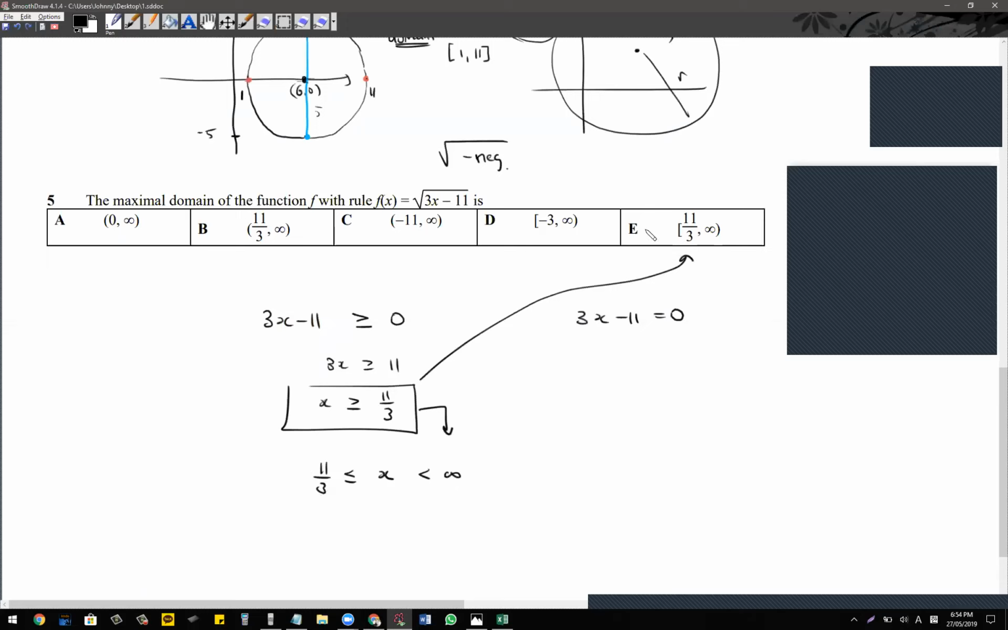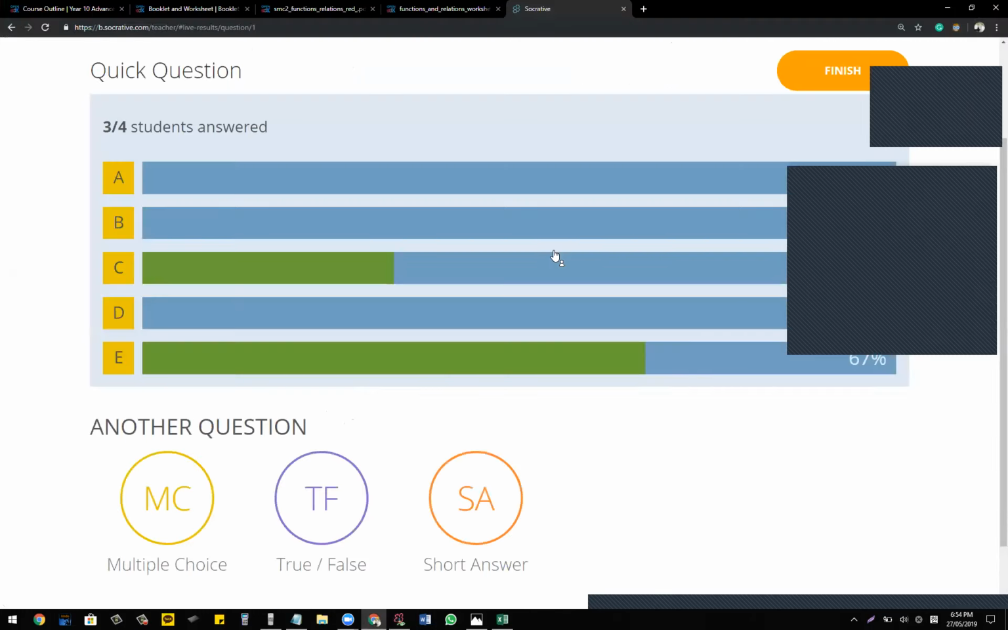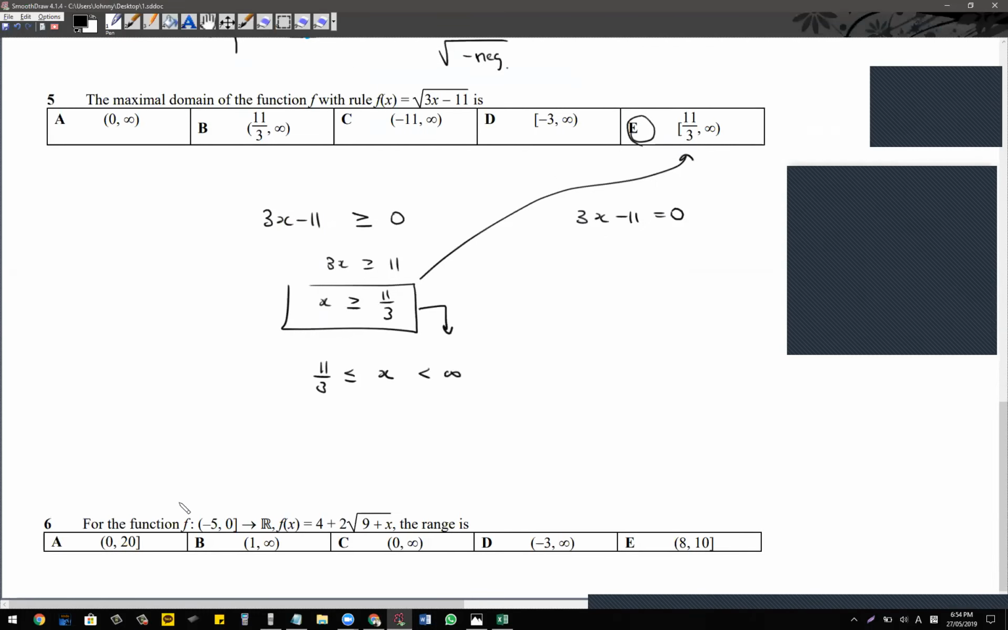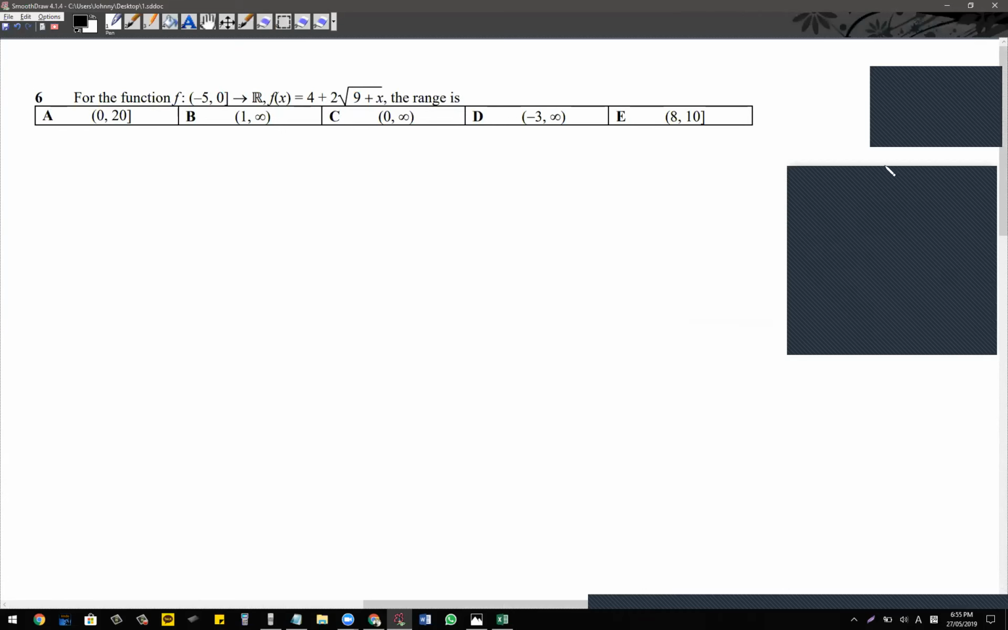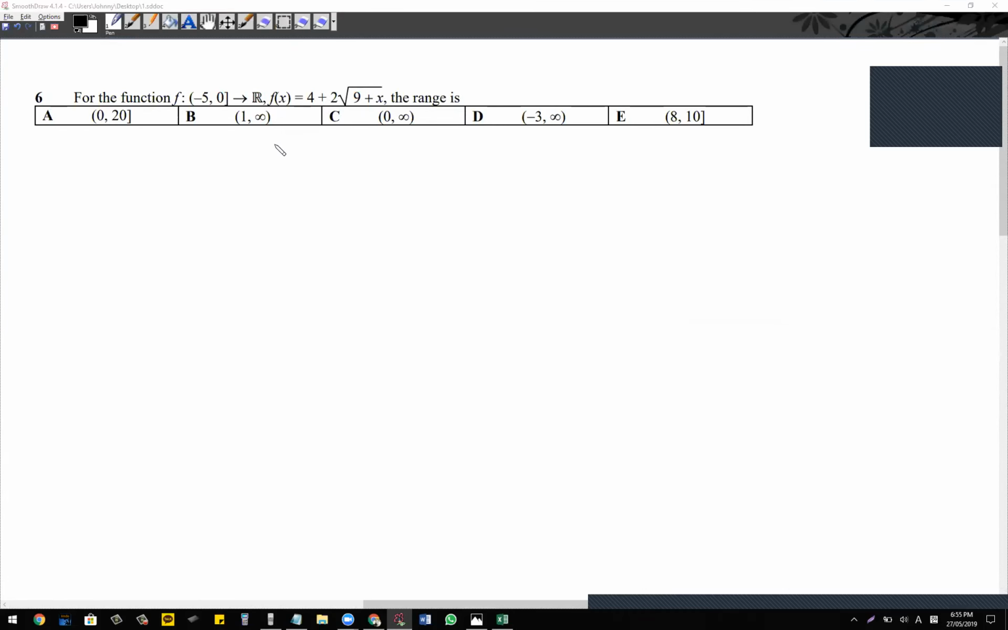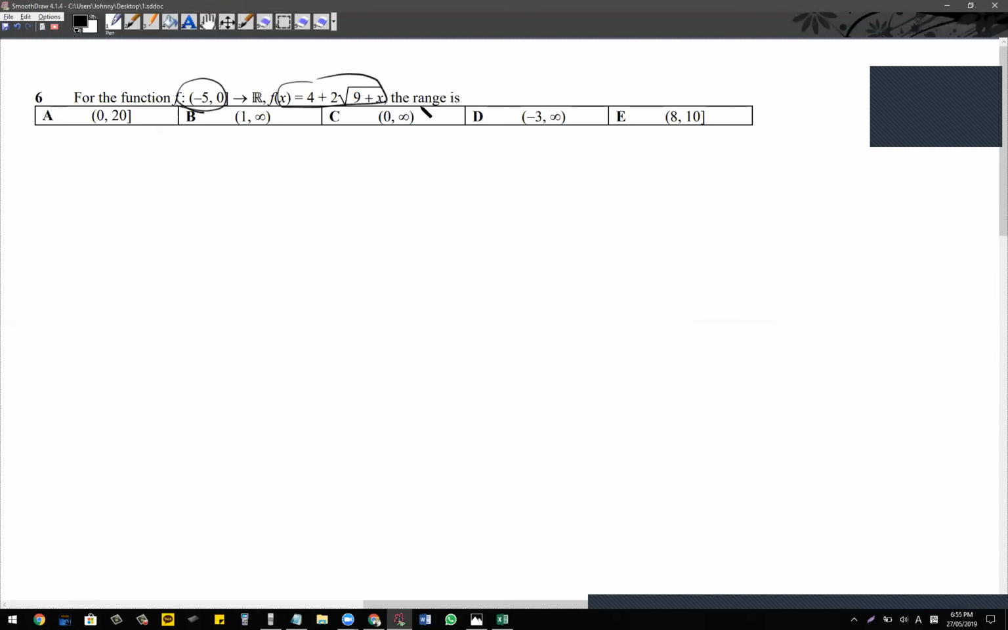Yeah, so well done to those two people who got A. That's very good. Now we're going to move on to number 6. Let's try this. So that's the domain. This is the function. What is the range?